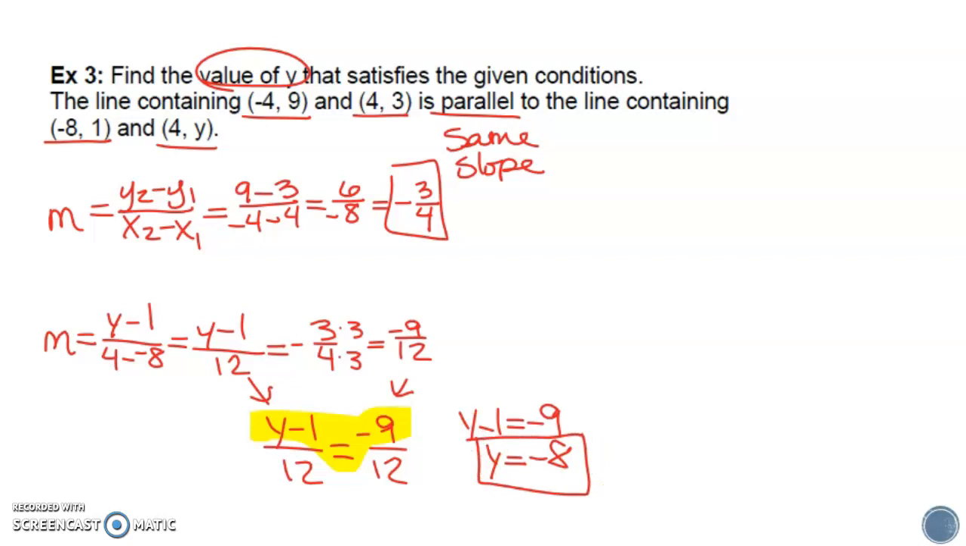For the remaining 3 problems, I want you to go ahead and answer them, see if you can determine if they are parallel, perpendicular, or neither.